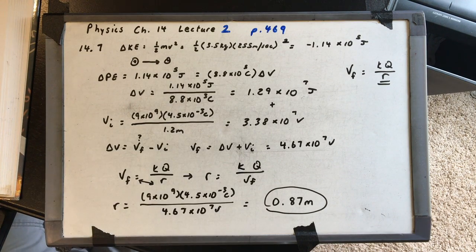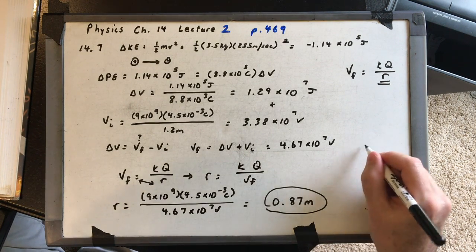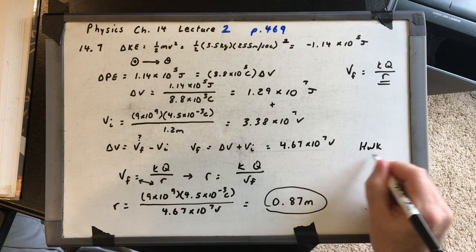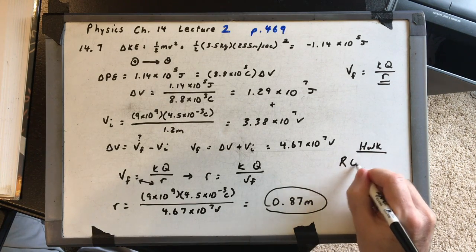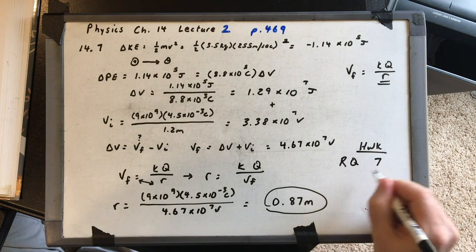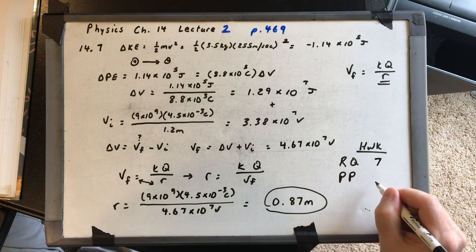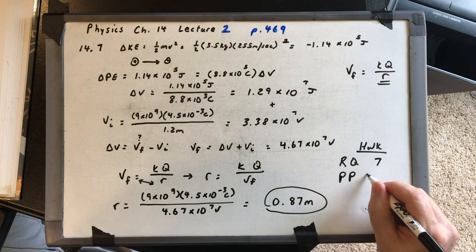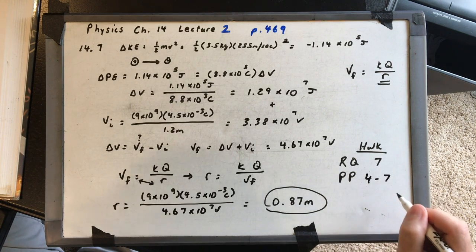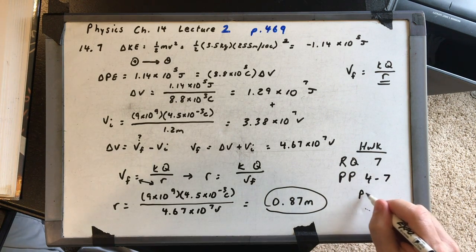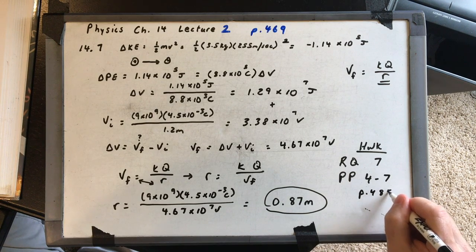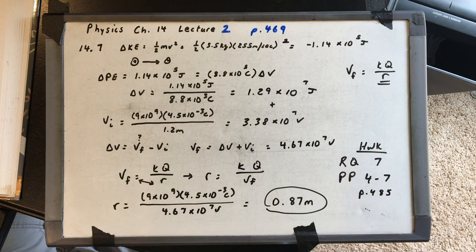Okay, so based on this lecture, what homework can you do? Well, you can do review question number 7. And you can do practice problems 4 through 7. Right, so that's on page 485. So give those a try, and we will finish up this chapter with the next lecture on capacitors.